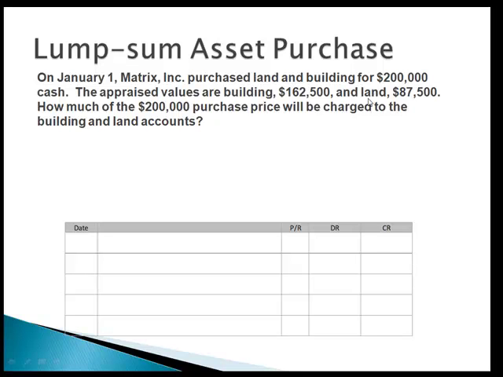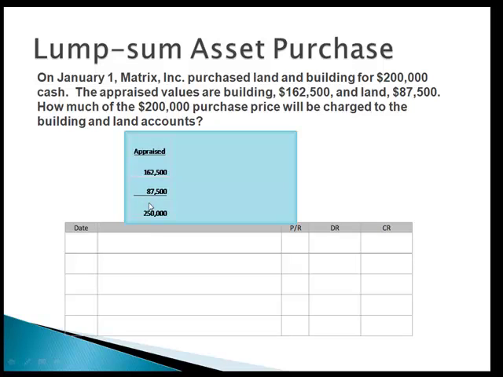However, the appraised values are $162,000 for the building and $87,500 for the land. If you add that up, we got a very good deal. The appraised values came out at $250,000. So how do we record, according to the cost principle, $200,000? Well, we're going to go ahead and use those appraised values to figure out what percentage we can allocate that $200,000 to the building and what percentage we can allocate it to the land.